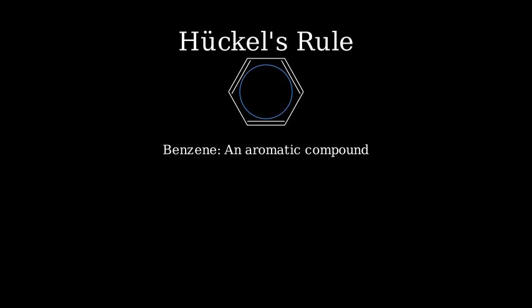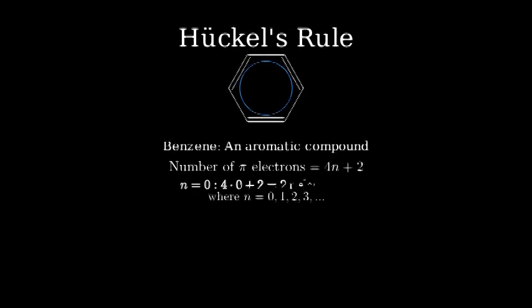Now, how do we determine if a compound is aromatic? This is where Hückel's rule comes in. According to Hückel's rule, a planar, cyclic molecule will be aromatic if it has 4n+2 pi electrons, where n is any non-negative integer. When we calculate this formula for different values of n, we get the allowed numbers of pi electrons for aromatic compounds. Let's calculate.